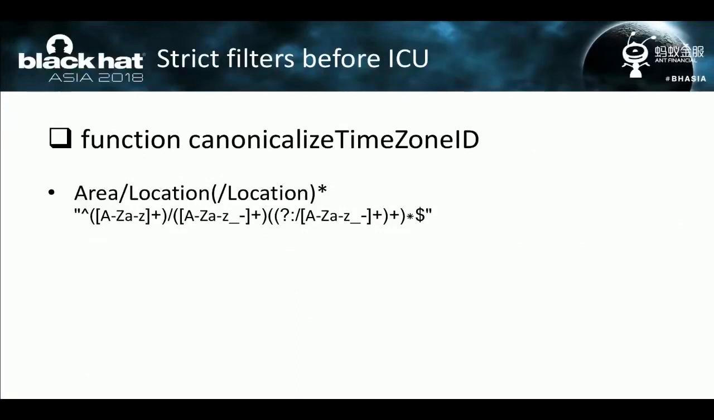The function canonicalizeTimeZoneID is used to filter the time zone argument. Every time zone string must be in the Area/Location format. The regular expression is used to match the time zone. Then the function toTitleCaseTimeZoneLocation changes the time zone string to title case.